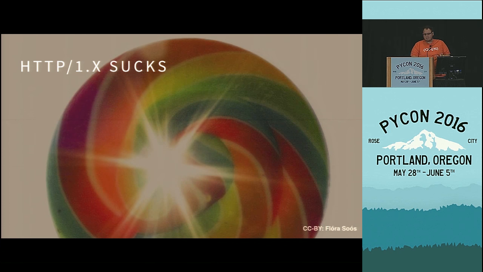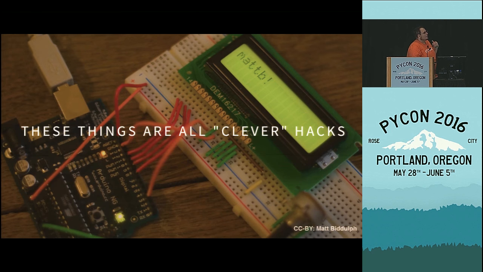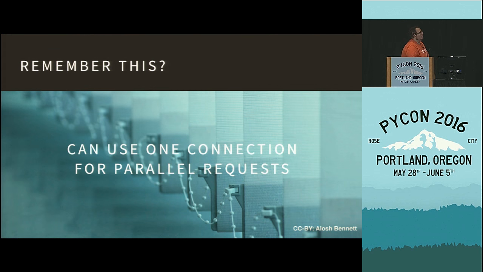Using image sprites, data URIs, and domain sharding. All of these are techniques that we've come up with to improve the performance of HTTP1. And the fact of the matter is that all of these things are hacks. They're very clever hacks. Certainly, I couldn't come up with them on my own, but they're all hacks. So if you remember this concept of being able to use one connection for parallel requests, this becomes really important in removing the need for all of those hacks.